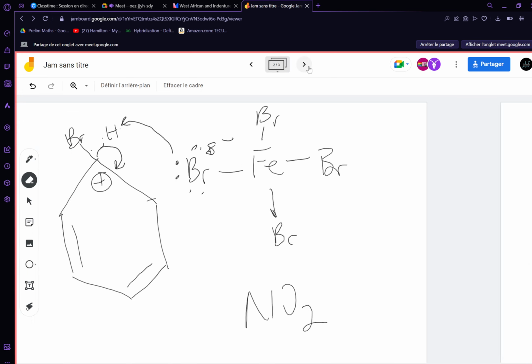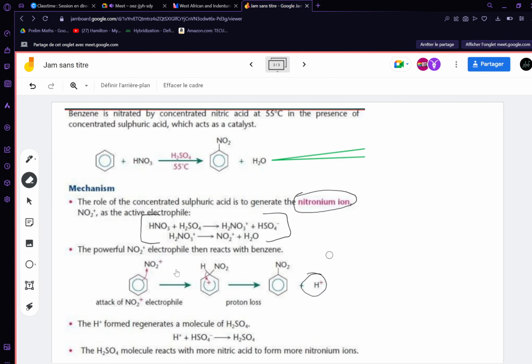So all you're doing now is using the nitronium ion. I'm going to create small clip videos of doing each and every reaction. It's going to be tedious, but I'm going to do it anyways. But it's essentially the same thing. Are there any issues with this though?